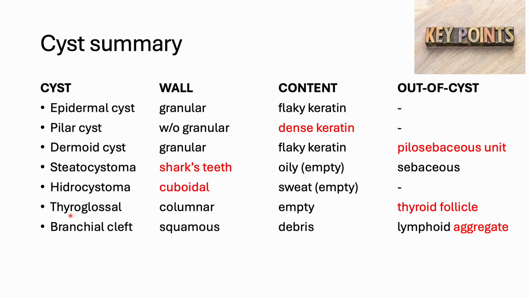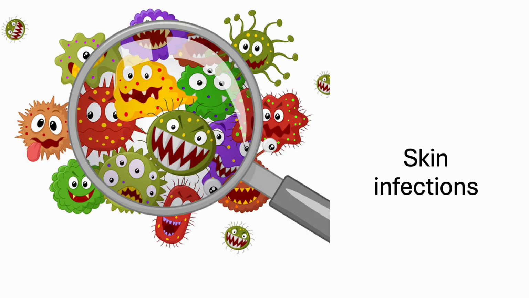Thyroglossal, the key feature is the thyroid follicle. Branchial cleft cyst, key feature is the lymphoid aggregate. When you have this knowledge, you will have no problem diagnosing the most common types of cyst. Okay, that concludes our cyst portion. Let's move on to the skin infections.